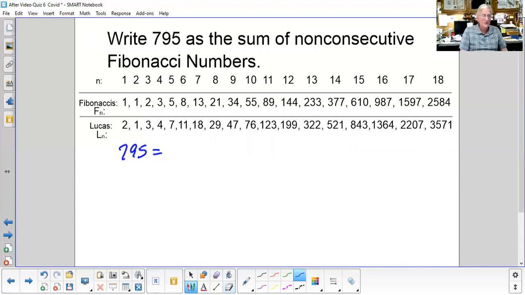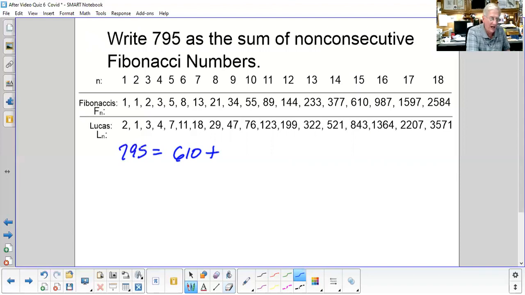At any rate, so I put 795 down. And what I do is I look for the largest Fibonacci number that is smaller than 795. And that would be, of course, 610, right? So I put down 610. Now, 610 isn't big enough, right? So what am I missing it by? Well, it's 795, and I'm going to subtract from it 610. And I'm left with what?